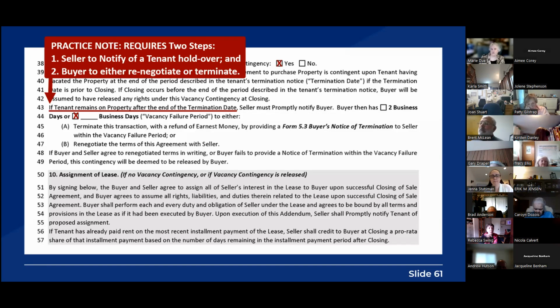What have you on that? It is possible that there may be some renegotiations, because in some cases the tenant can't find another place to move to. So that's always a possibility as well.